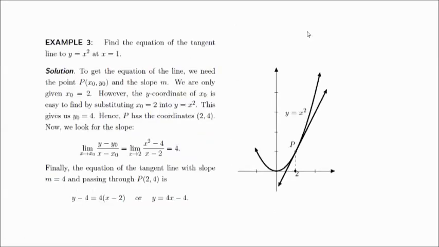So, example number 3. Find the equation of the tangent line. This is actually our first example regarding this. Find the equation of the tangent line to y is equal to x squared at x is equal to 2, class. That was just a typo. At x is equal to 2. Okay? So in this case, 2.